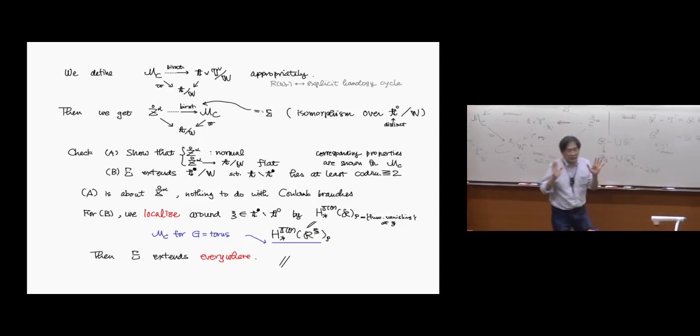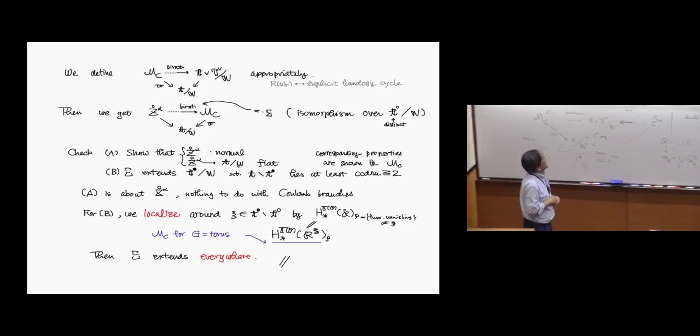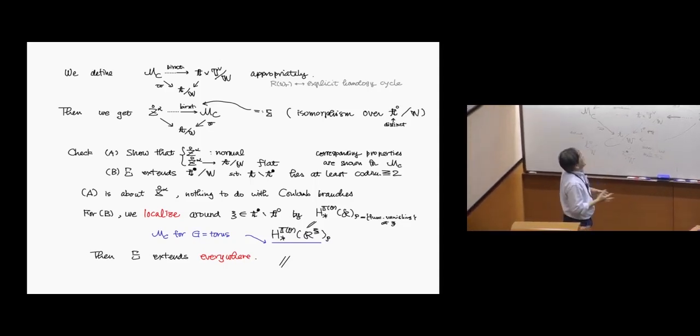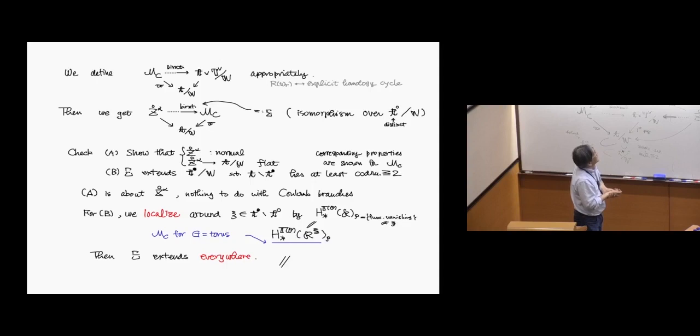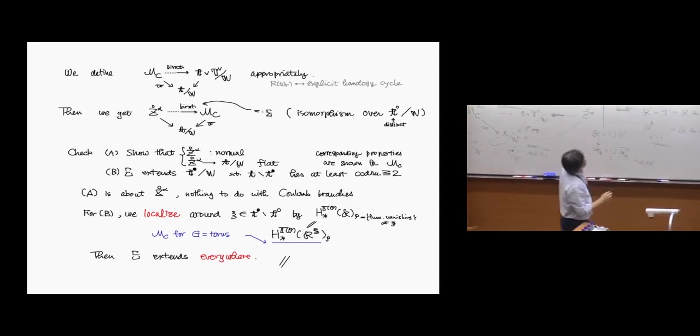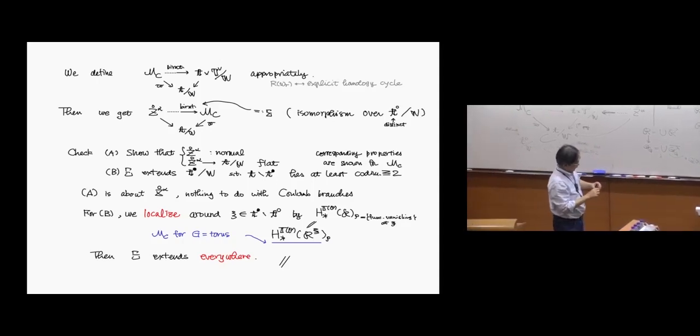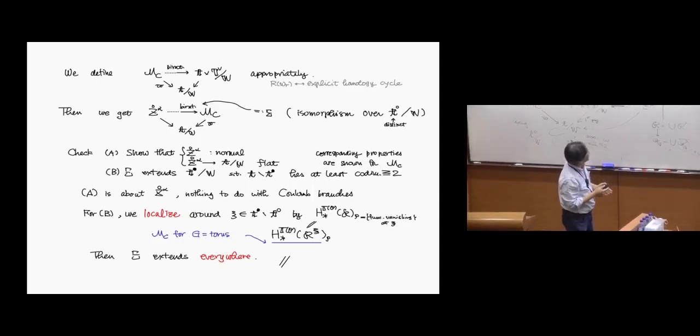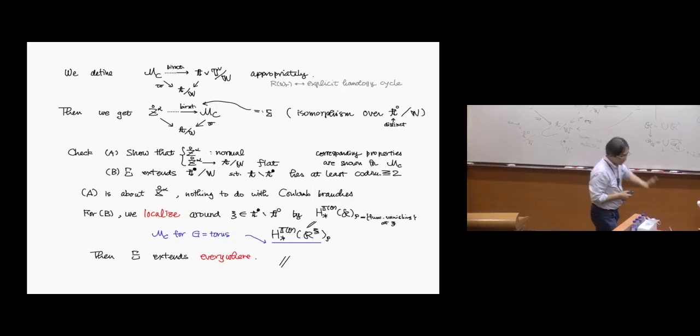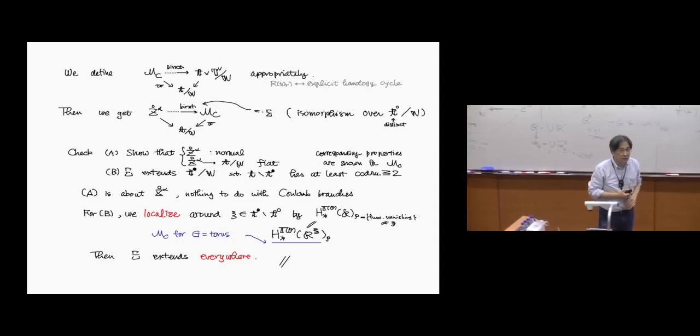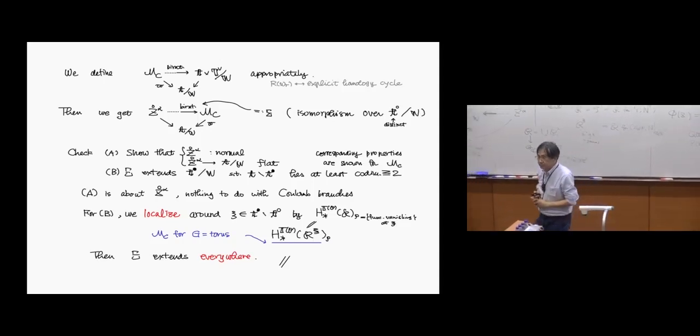And the normality is a little bit more delicate. I don't think I have time to explain, but you need to understand what happens in codimension one, and again using a similar kind of technique which I just explained. So you need to understand the normality only in the neighborhood of those codimension one strata. And in that case, we can explicitly write down the Coulomb branch and check that this is normal, and that is enough.